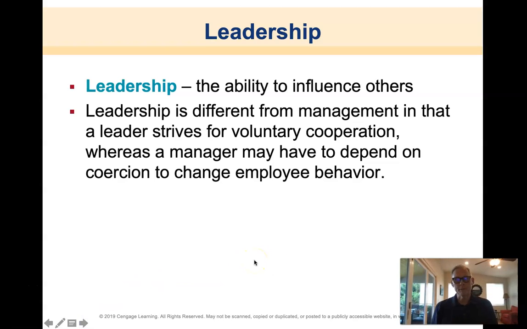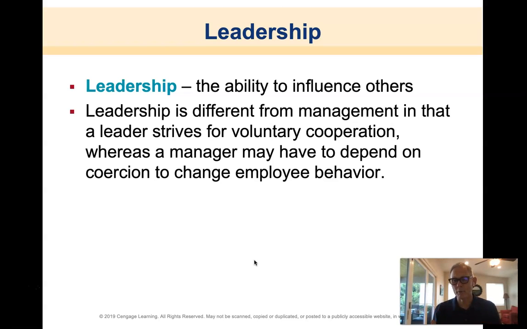Leadership. There is a difference, believe it or not, between leadership and management. Leadership is the ability to influence others, right? You always hear, do you use the stick or the carrot to drive people, to get people to do things, or a combination of both? Really, leadership is different from management in that a leader strives for voluntary cooperation. You don't need the stick. You don't need the carrot.